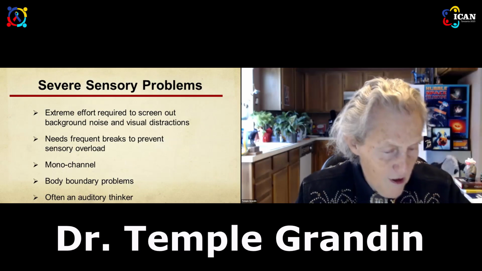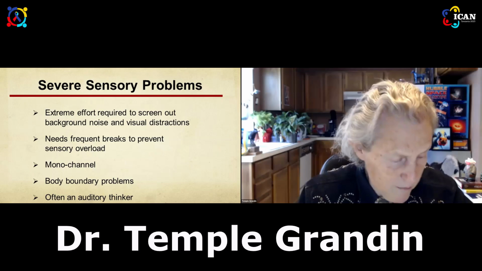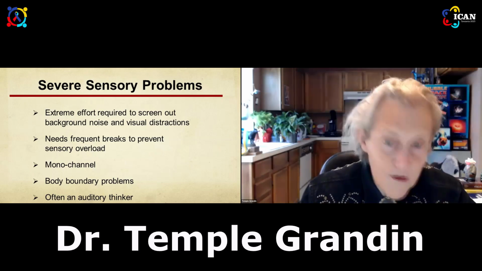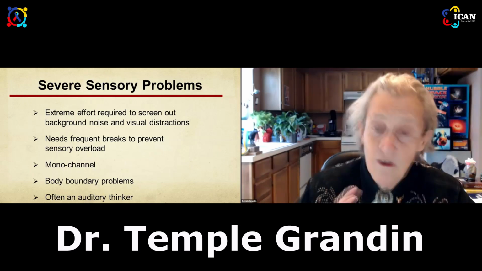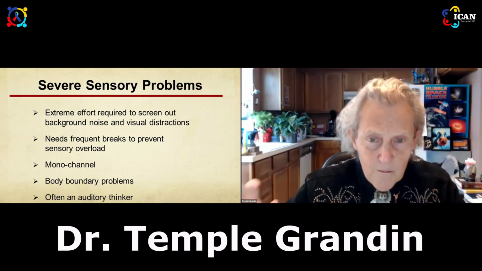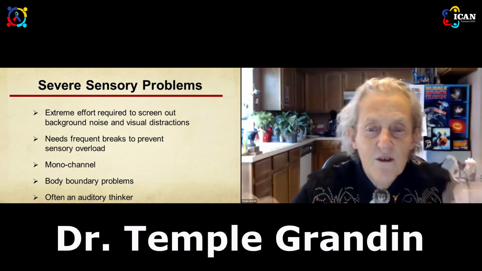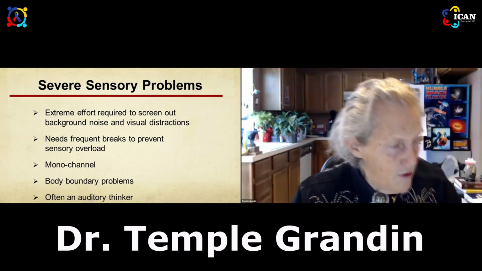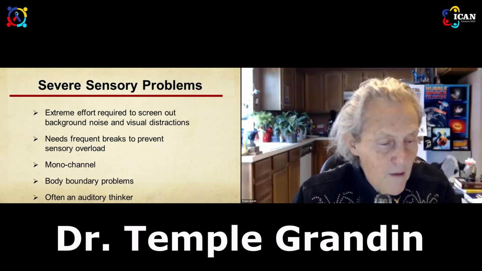The next slide just talks about very severe sensory problems. Extreme efforts required to screen out background noise. For example, if I'm in a noisy restaurant, it's very hard for me to hear. And I also have problems with fast chit-chat conversations. They just go too fast for me to follow them.